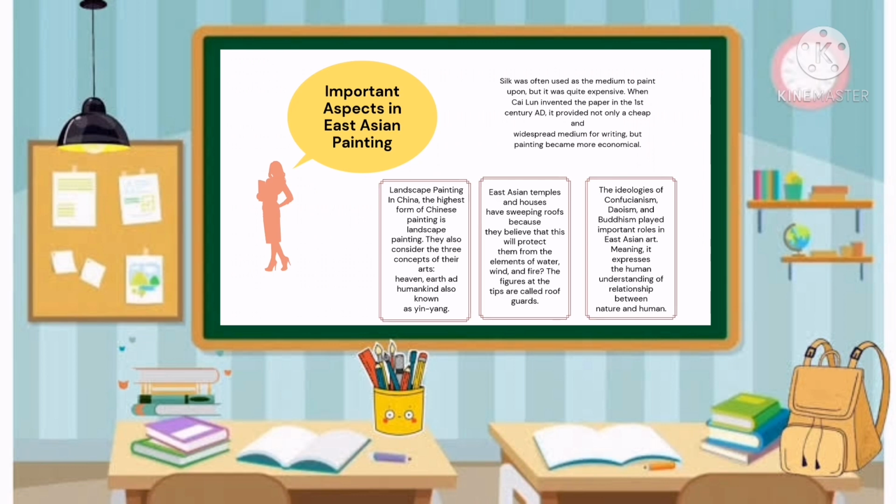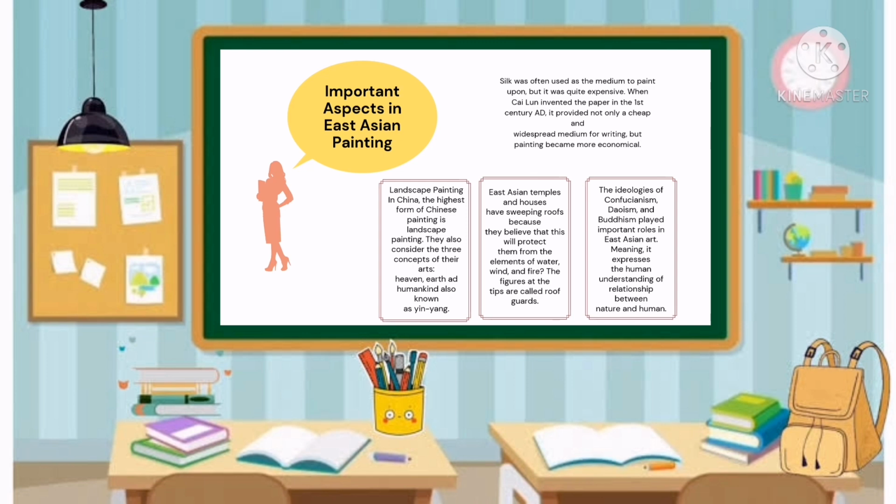Silk was often used as the medium to paint upon, but it was quite expensive. When Cai Lun invented paper in the 1st century AD, it provided not only a cheap and widespread medium for writing, but painting became more economical. These are the important aspects in East Asian painting.